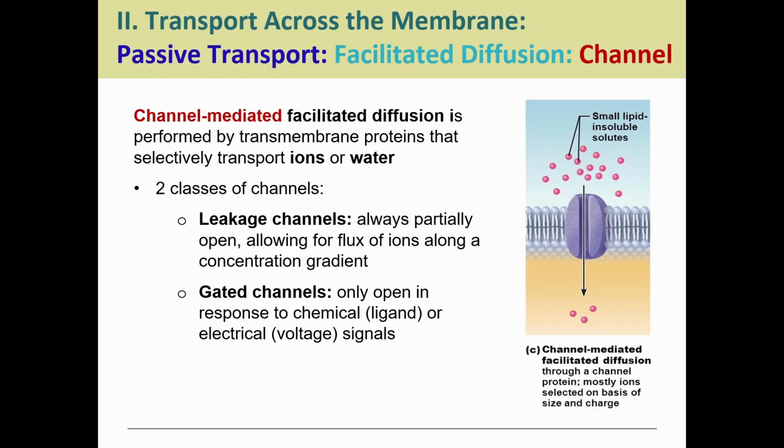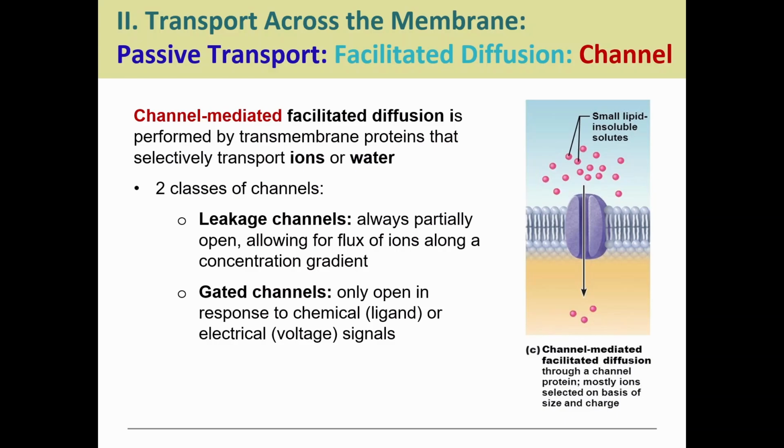We have leakage channels. This is always basically partially open, like you've left the door cracked, right? And this is going to allow for ions to move along their concentration gradient. So things can kind of leak in. It's not a floodgate, right? We haven't totally opened it and allowed everything to come in, but it's always a little bit open, so things can kind of just sneak in on a regular basis.